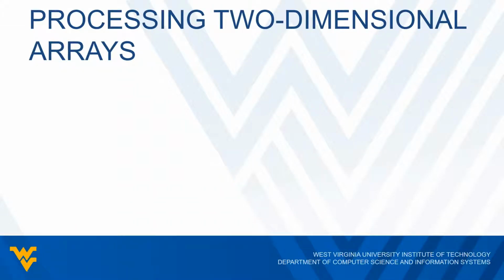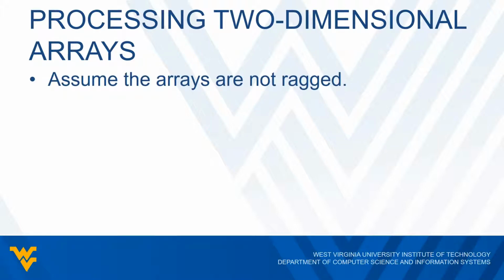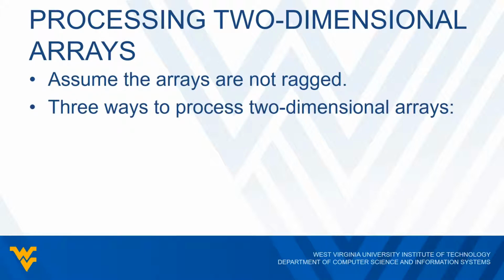We'll now take a look at how to process two-dimensional arrays. And for the rest of our discussion, we're going to assume that the arrays are not ragged. We can do it with ragged arrays, but just to simplify the discussion, we're going to assume that they're not.